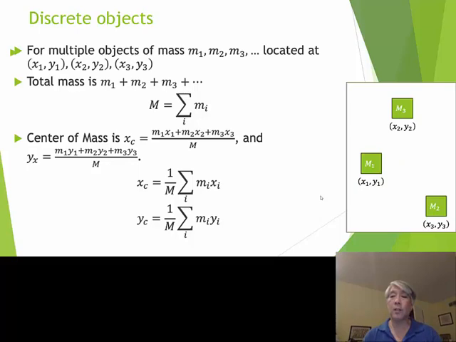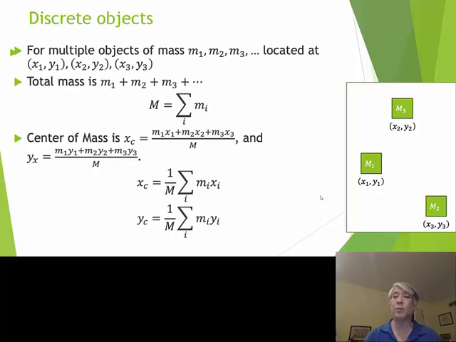Taking a look at the situation where I have multiple masses. Let's say I have mass M1, M2, and M3 located at three different locations in the first quadrant, at X1, Y1, X2, Y2, and X3, Y3. Total mass is then relatively easy. We can calculate that by simply adding the three masses together, or if there are more, just adding all of them. M1 plus M2, etc.